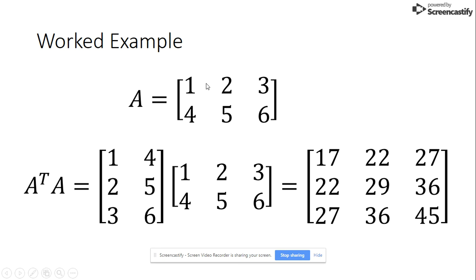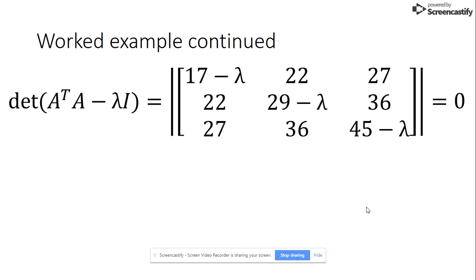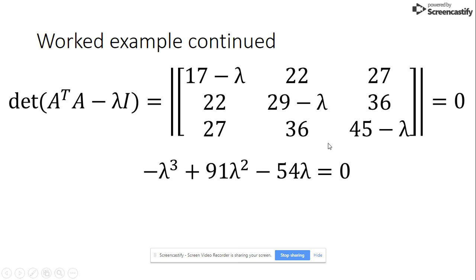So we started with a non-square matrix and we've ended up with a square matrix with 3 rows and 3 columns. We've got n equals m, nice square matrix. We then take this matrix and we find the determinant of A transpose A minus lambda I, and that gives us this result. So we take the determinant of this, and that gives us the characteristic polynomial.